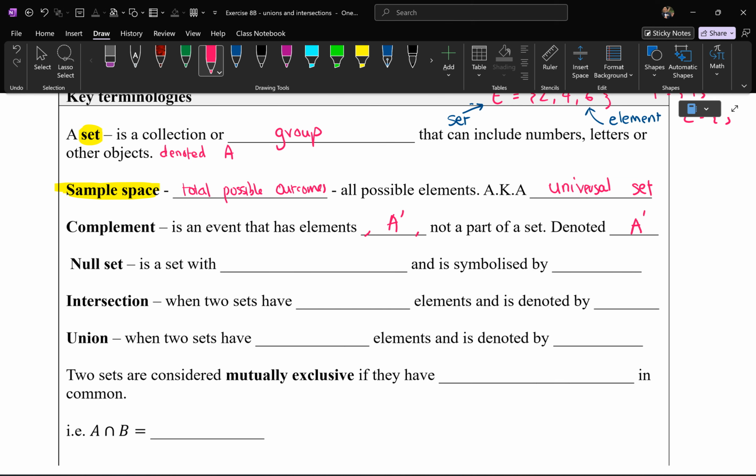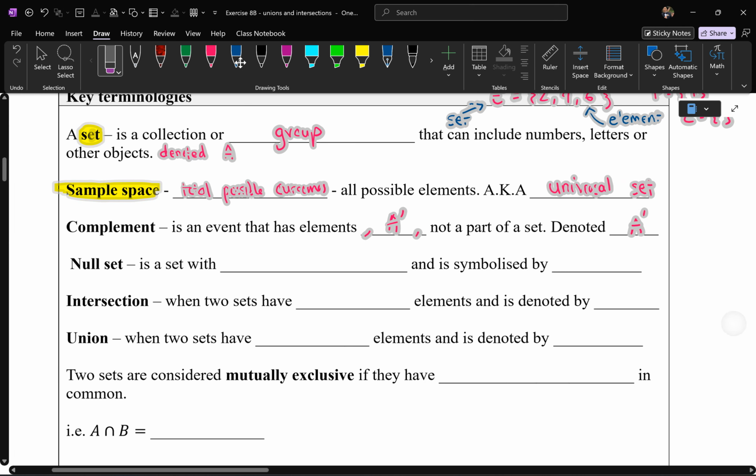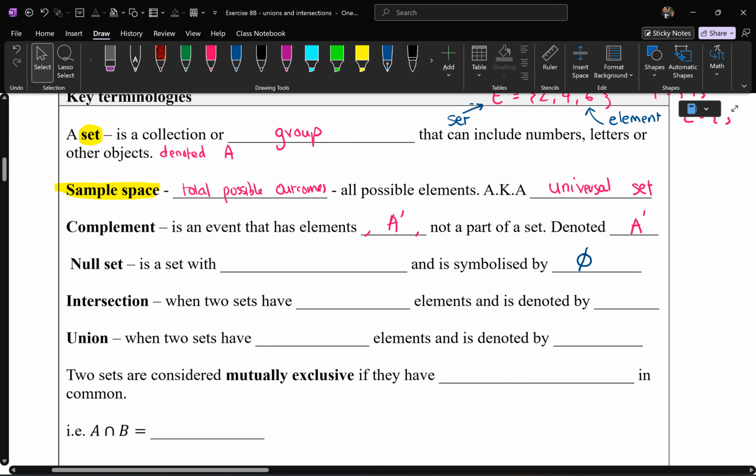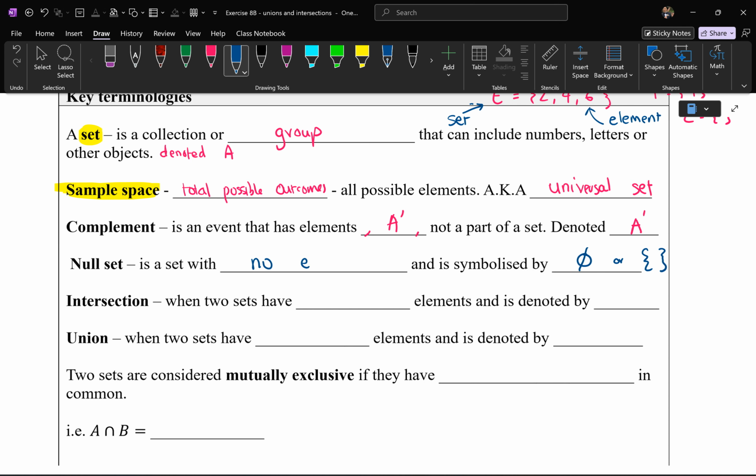Okay? Null set, which I kind of just briefly touched on before. Null set literally means there is nothing in it. Now, why do you think I can't put a 0 in that group? Because 0 is something. It means that 0 is the element. So that's why a null set is normally symbolized as either this, that's null, or the braces with nothing inside. So it's a set with no elements.